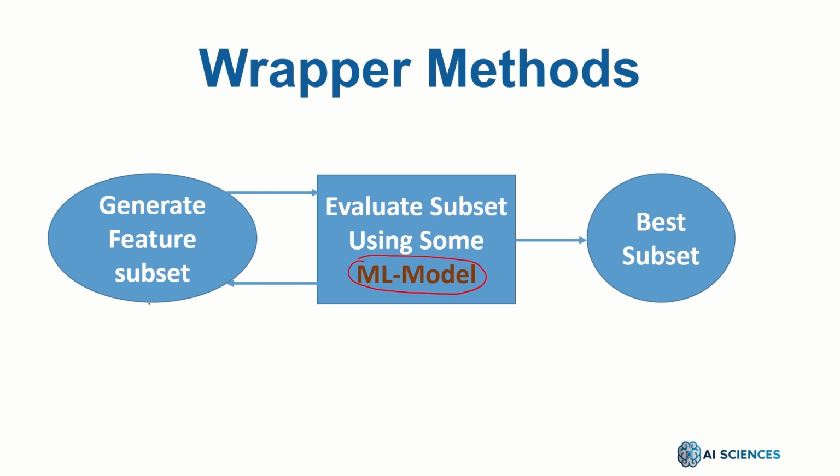The rest of the story is mostly the same. You have the subset generator that searches the subset of features, and once you find the best subset, you output the best subset. But here, rather than relying on a criterion that is machine learning model independent, you have a machine learning model to help the selection of these features. Let me explain this with an example.